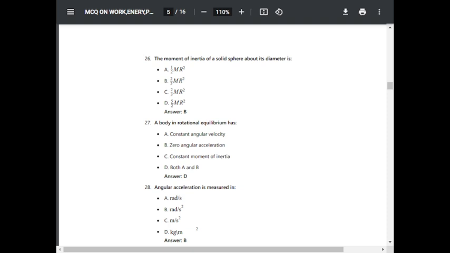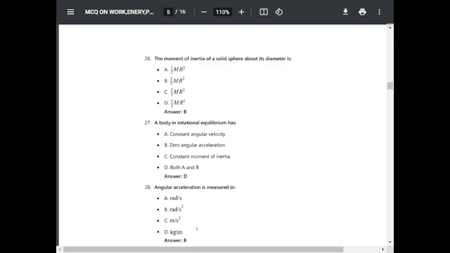Question number 27. A body in rotational equilibrium has option A, constant angular velocity, option B, zero angular acceleration, option C, constant moment of inertia, option D, both A and B. Both A and B are correct, because a body in rotational equilibrium has constant angular velocity and zero angular acceleration. Hence D is correct.